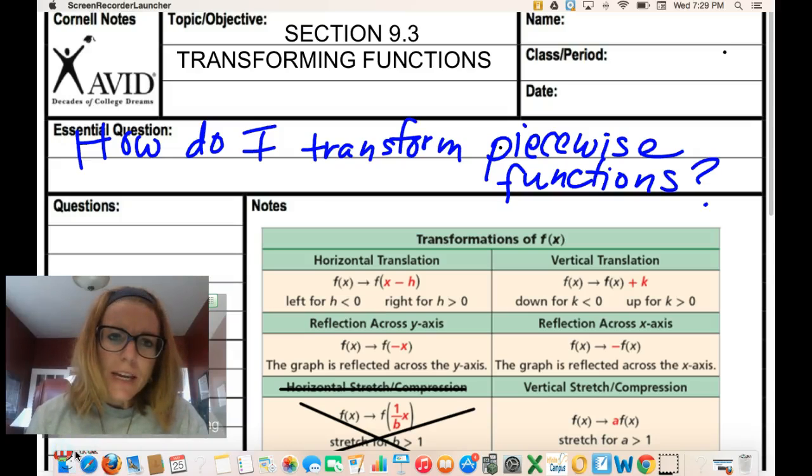Hello everyone, today is section 9.3, transforming functions, and I am on my own. The essential question is, how do I transform piecewise functions?